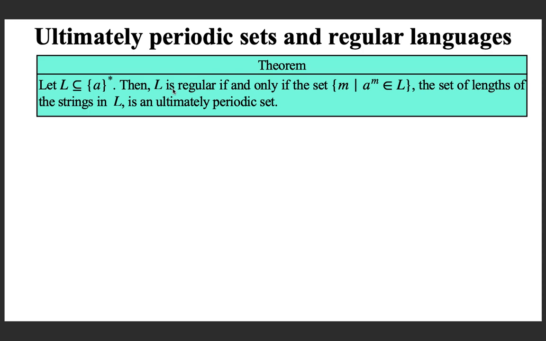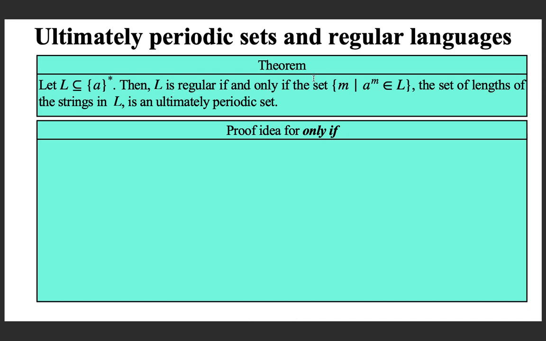Now we can try to look at a proof outline. First, for the only if direction, we have to prove it; the if case we will see later. Now we are going to look at a proof idea for only if. The complete proof is not going to be given, but it is not difficult.